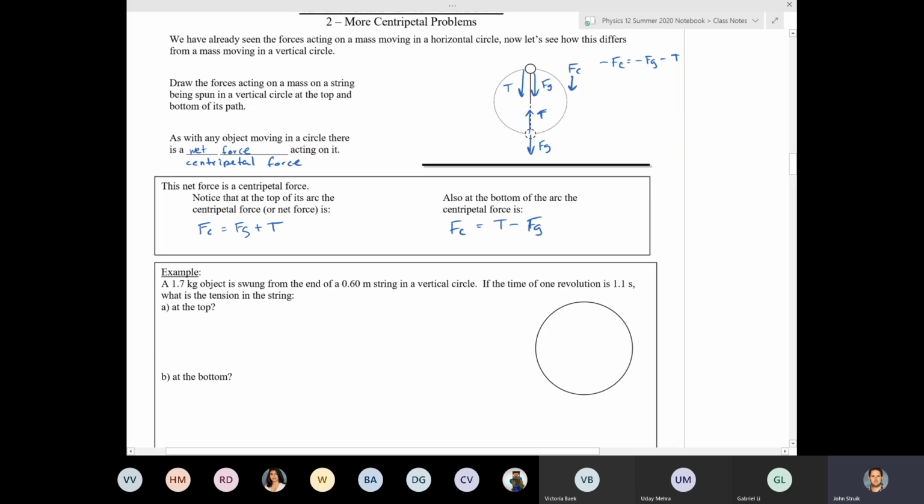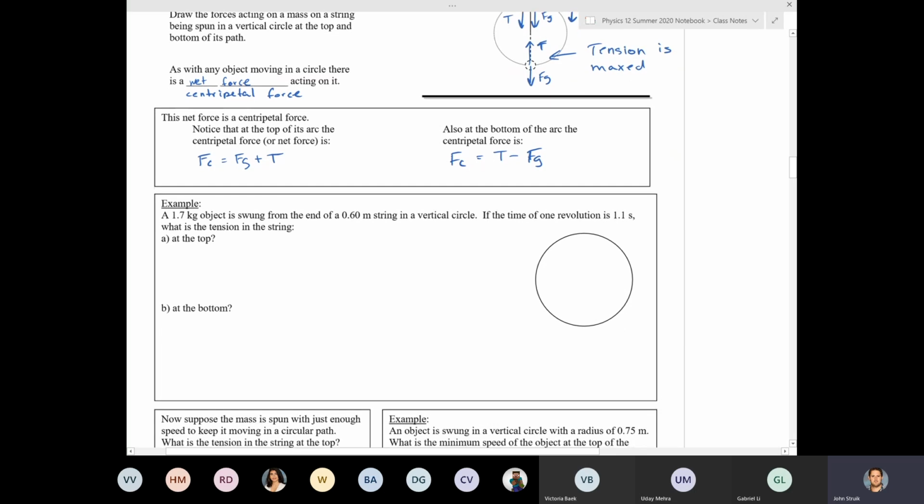Now, if you have ever spun anything in a vertical circle, like a bucket full of water, or something on a string, you'll notice how it tugs the most at the bottom. So at the bottom, tension is maxed. It's the highest at the bottom, and it's the lowest at the top.